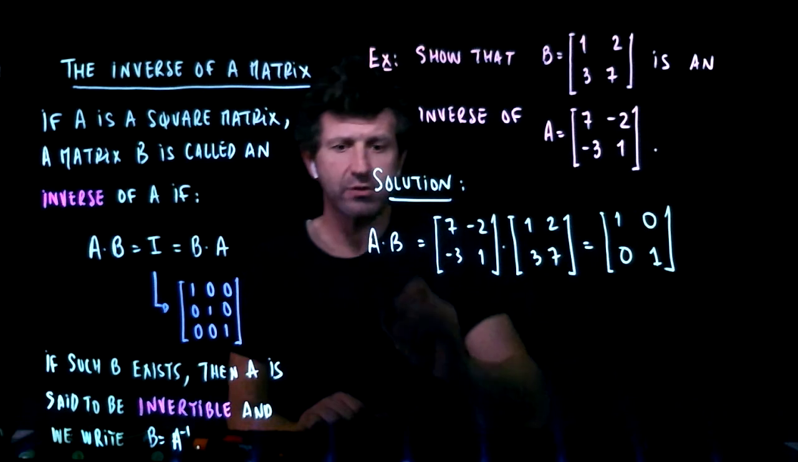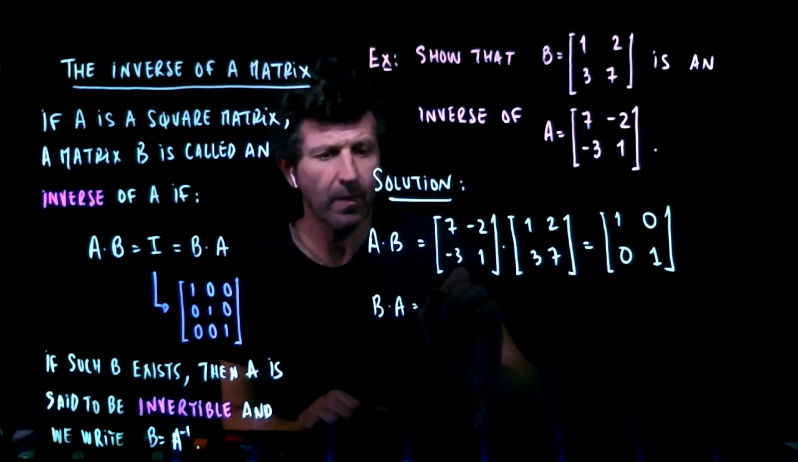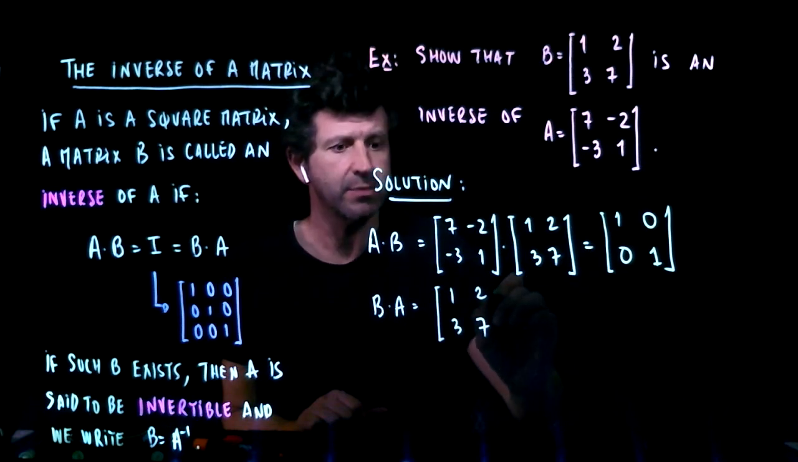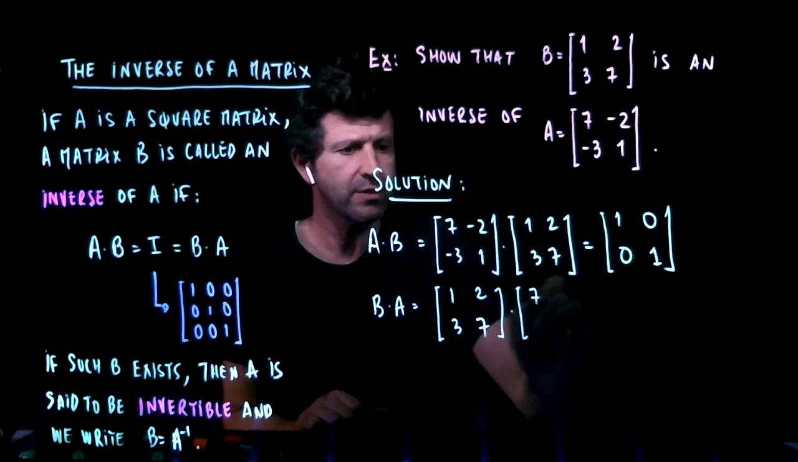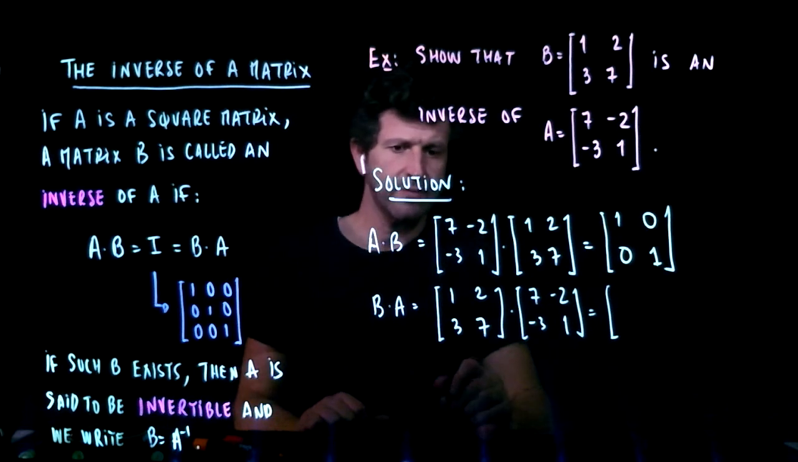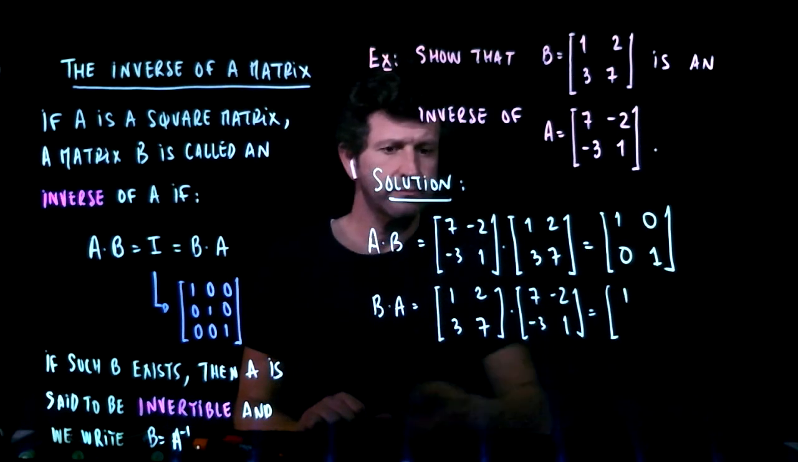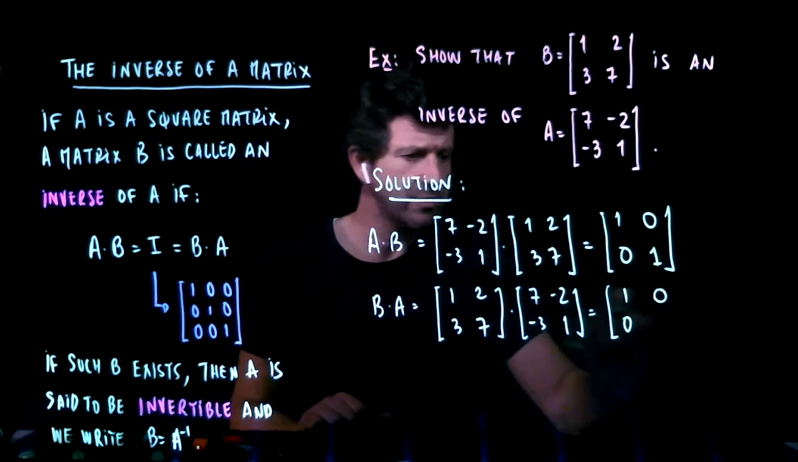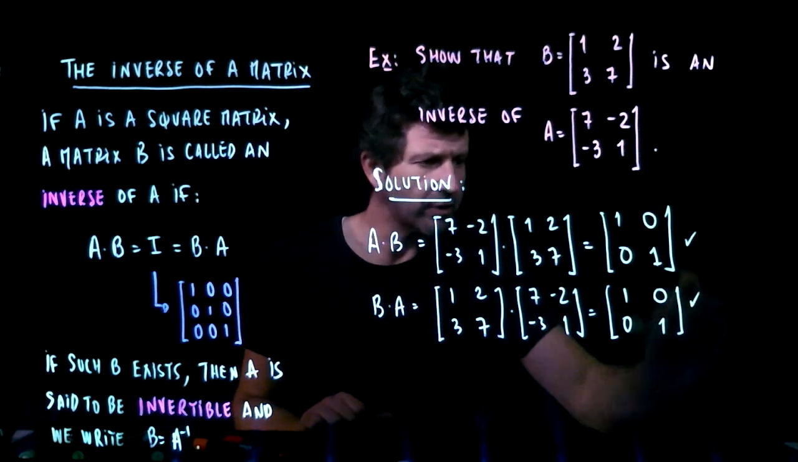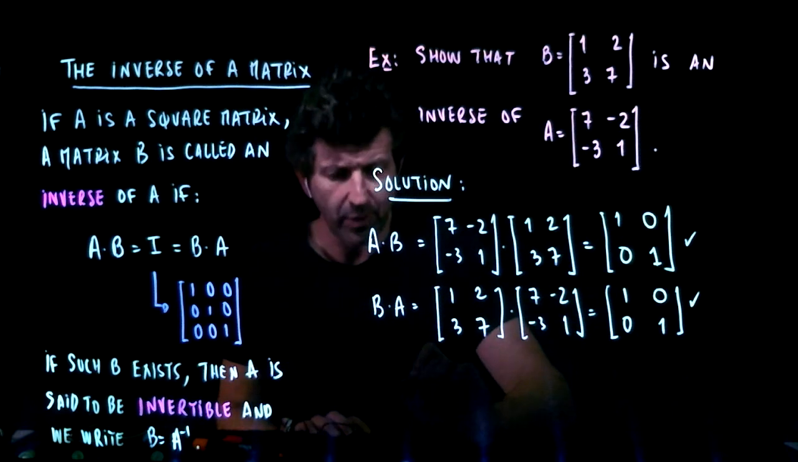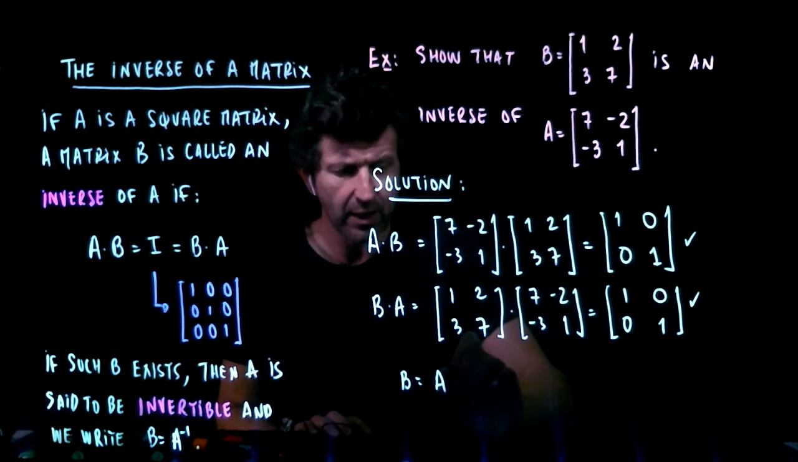Good. And then let's do B times A. So B times A is 1, 2, 3, 7 times 7, -2, -3, 1. And what do I get? 7 minus 6 is 1. 0. 21 minus 21 is 0. And -6 plus 7 is 1. Perfect. So we verified that A and B are inverses of each other. In other words, B in this case is equal to A inverse.